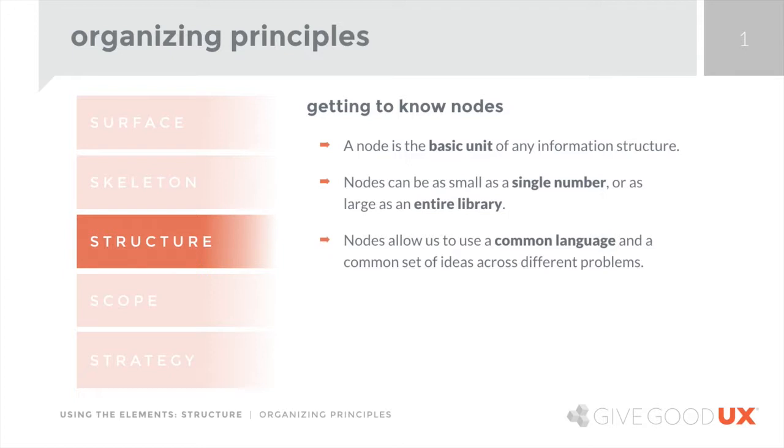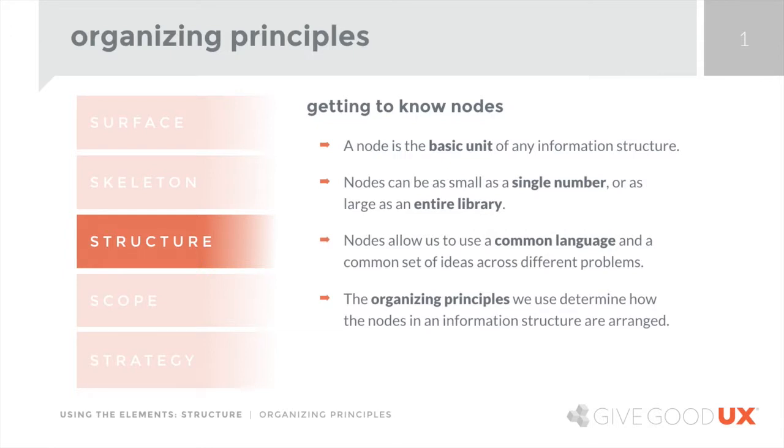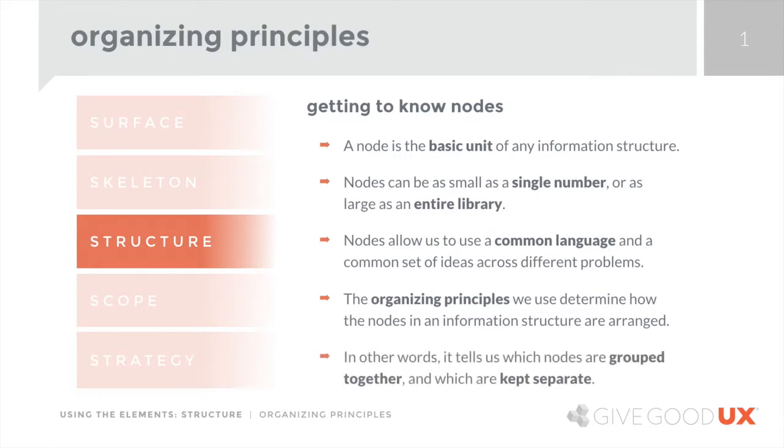The organizing principles that we use determine how the nodes in any information structure are arranged. In other words, it tells us which nodes are grouped together and which are kept separate. It allows us to tell the difference between things that are related and things that aren't related.